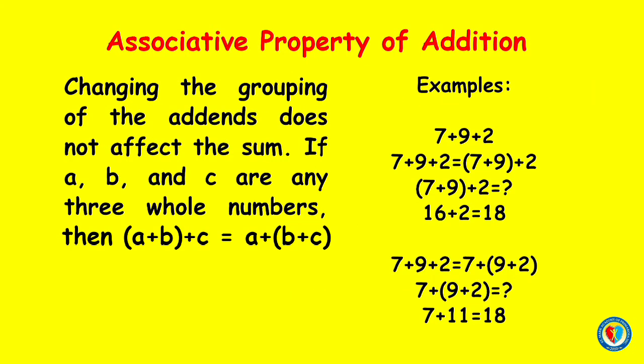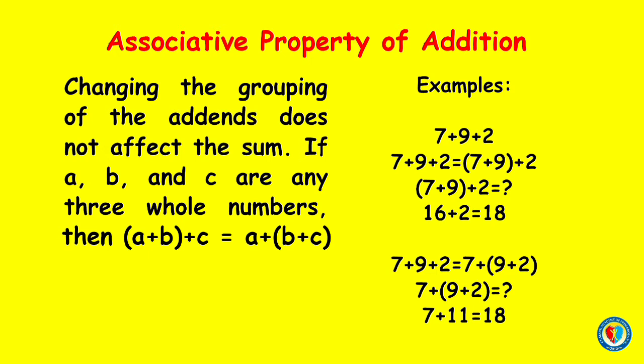Then, the associative property of addition. It means that changing the grouping of the addends does not affect the sum. If A, B, and C are any three whole numbers, then (A plus B) plus C is equal to A plus (B plus C). Example: 7 plus 9 plus 2. We can group the numbers in different ways to find the sum. 7 plus 9 plus 2 equals (7 plus 9) plus 2.